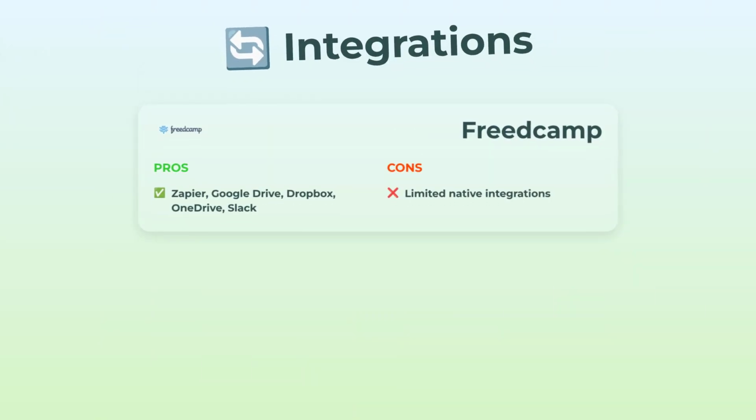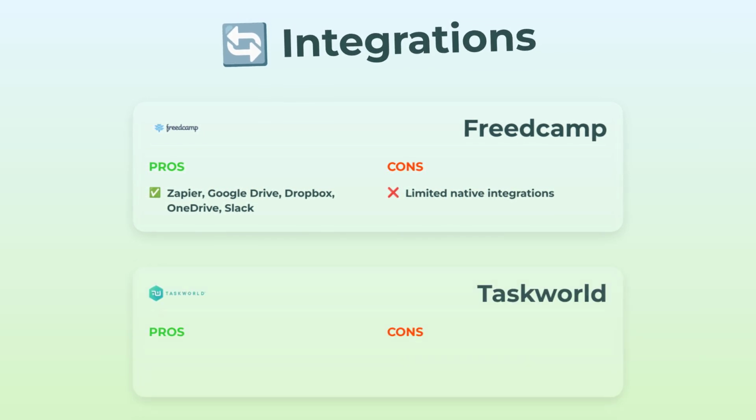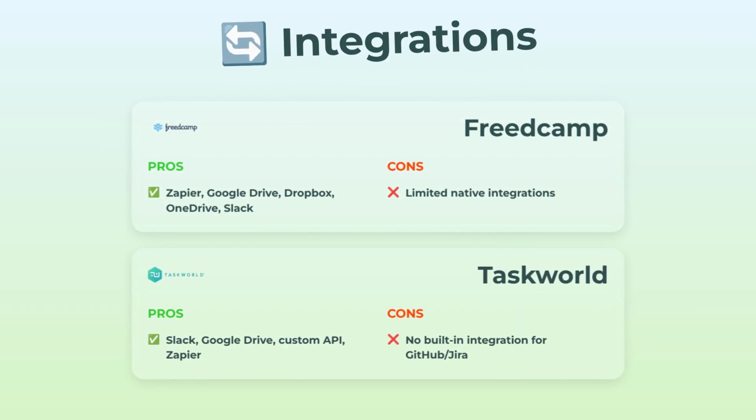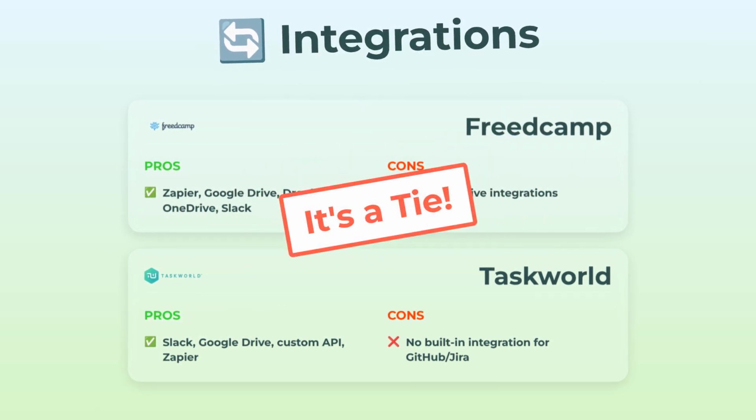Integrations next. Both connect to the big hitters like Google Drive, Slack, and have Zapier support. Freedcamp tosses Dropbox and OneDrive in there, while Taskworld comes with an API for the techies. But neither has a slick native GitHub or Jira integration, which is odd. So if you want everything built in, you might feel a smidge underwhelmed. Still, it's a tie for integrations for me.